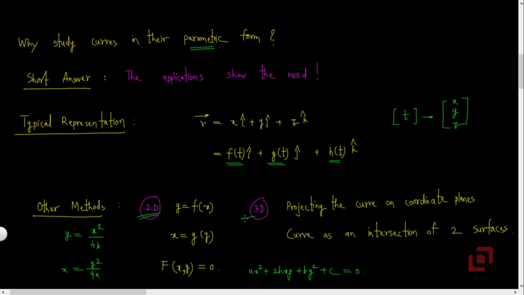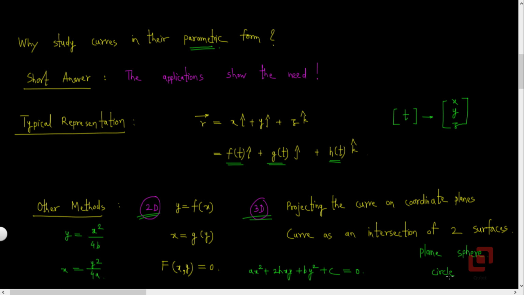When we go to 3 dimensions, the ways to represent the curves are projecting the curve on coordinate planes and representing the curve as an intersection of two surfaces. For example, we recall that whenever any plane intersects a sphere, the cross-section of the two leads to a circle.